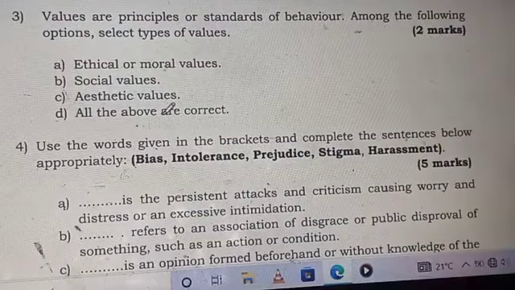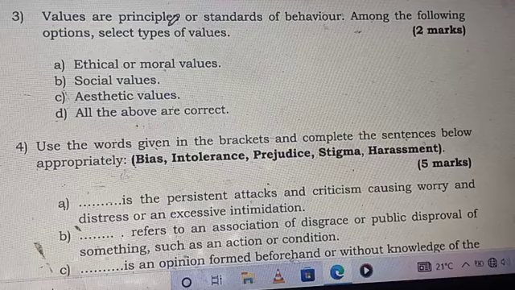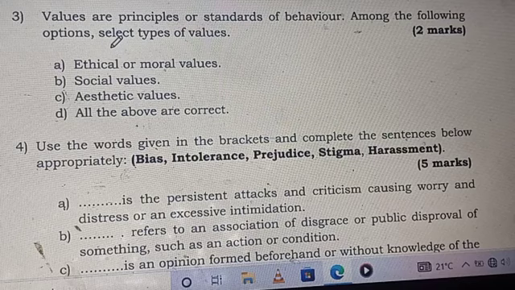Question number 3. Values are principles or standards of behavior. Among the following options, select the types of values.